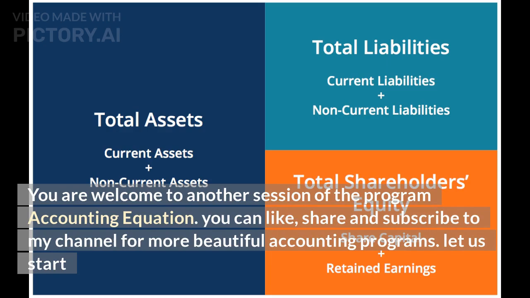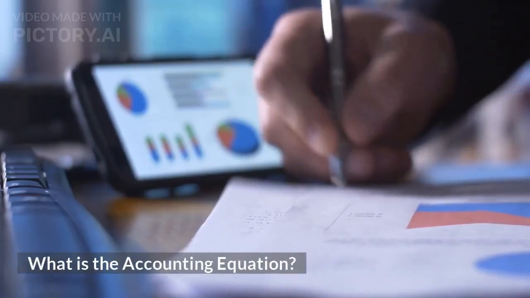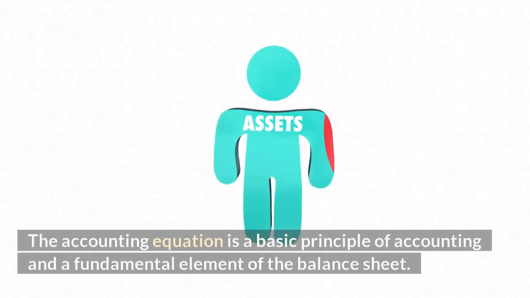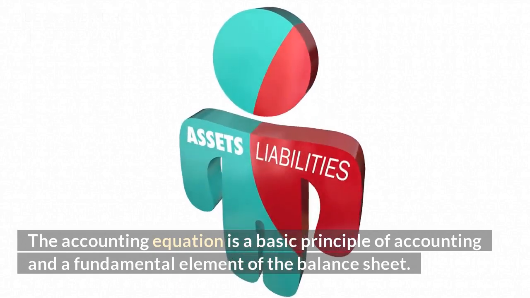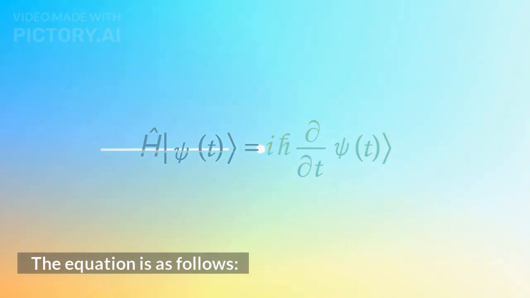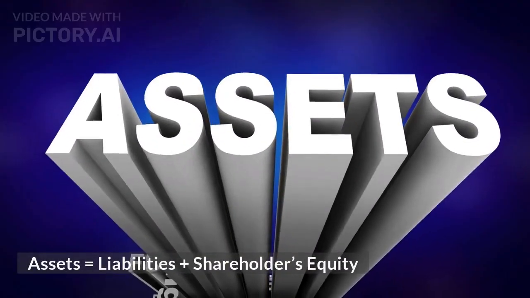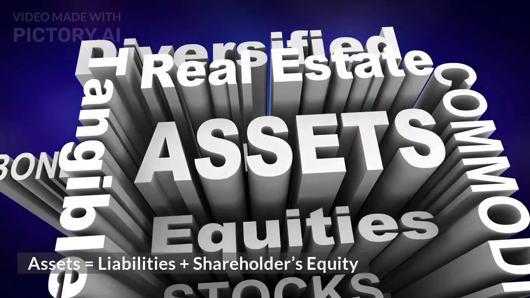Let us start. What is the accounting equation? The accounting equation is a basic principle of accounting and a fundamental element of the balance sheet. The equation is as follows. Assets equals liabilities plus shareholders' equity.